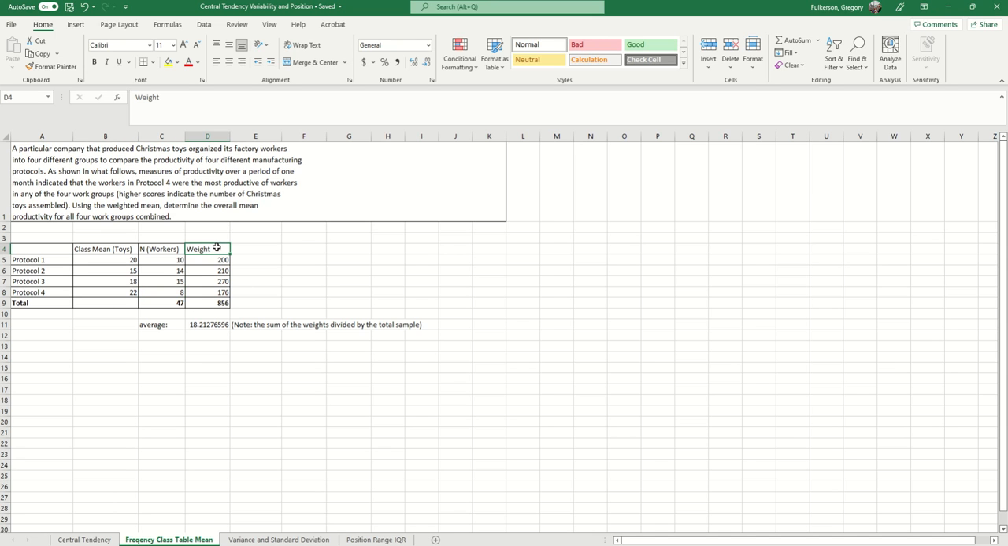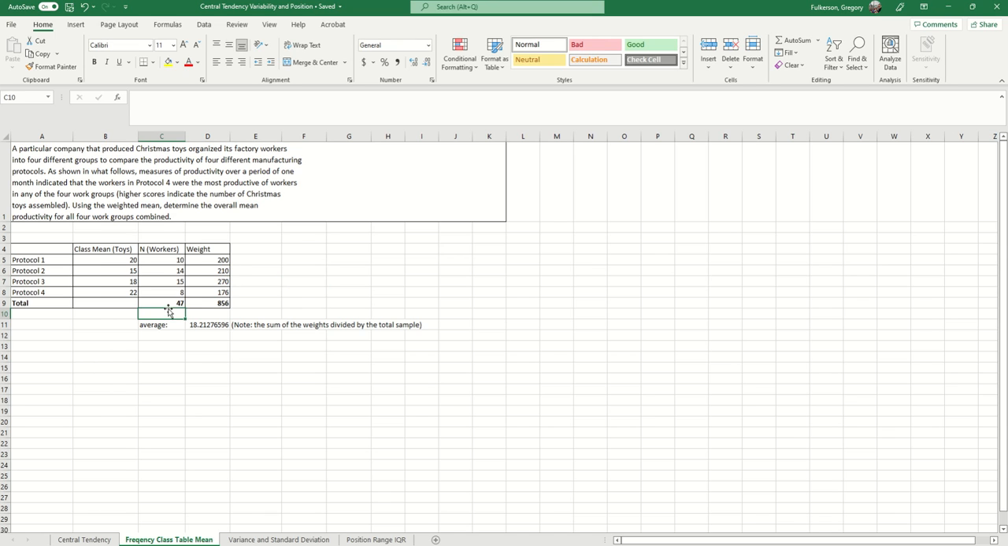So the weight is simply multiplying the number of toys by the number of workers. So the score times the sample size for that group. It has an Excel formula. You can see if I click on the box up top here, it's multiplying cells B5 and C5. And then the same is happening below that. And you don't have to type these things manually. Once you have one of these, you can copy it and then paste it into those other cells.